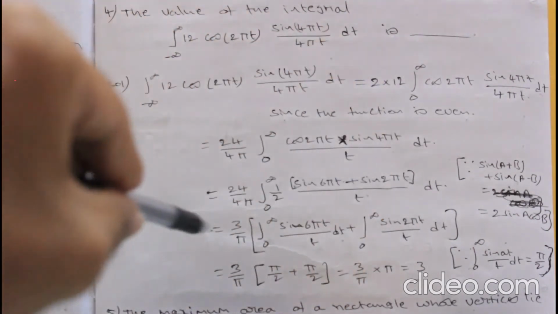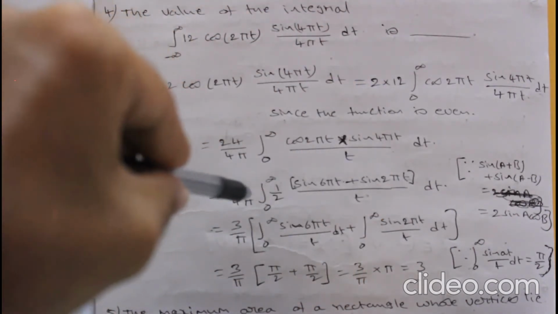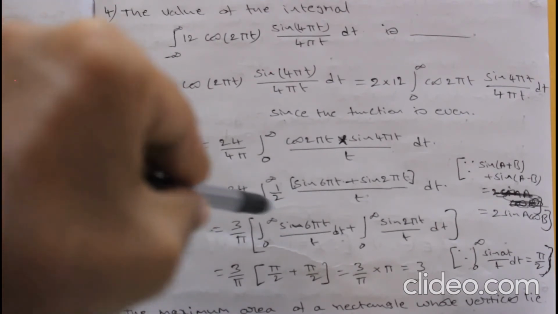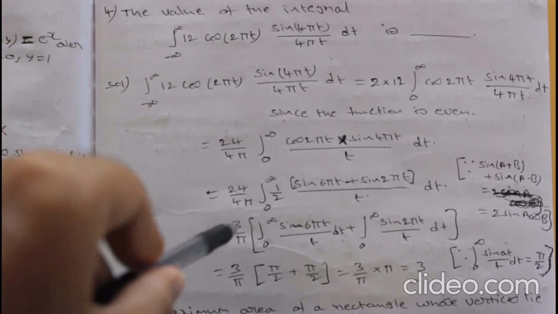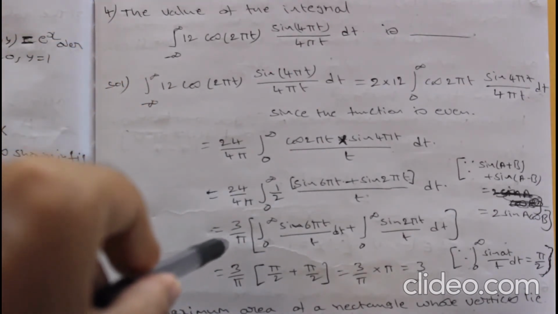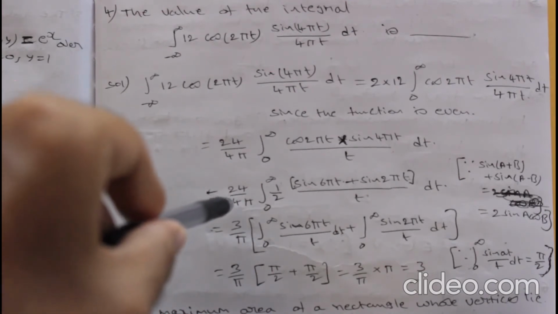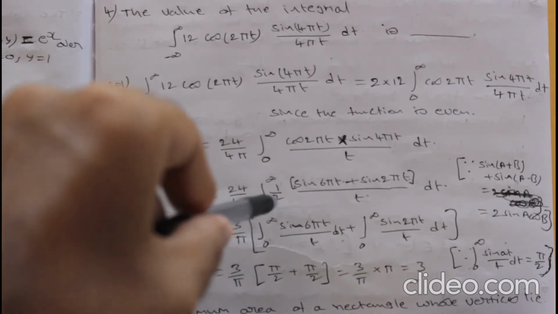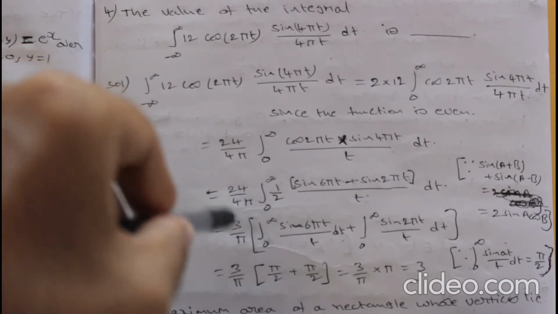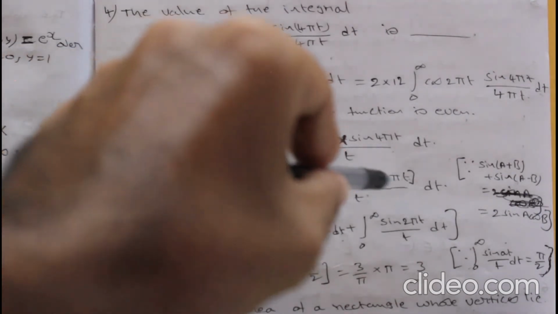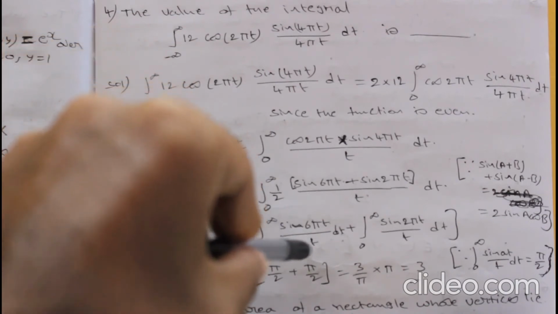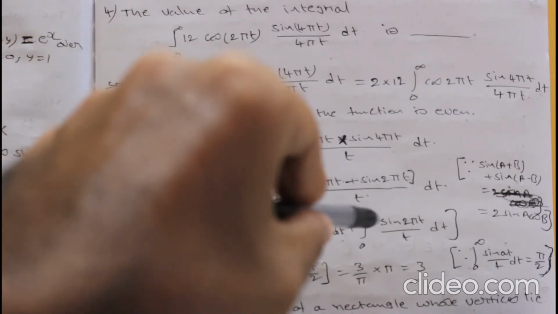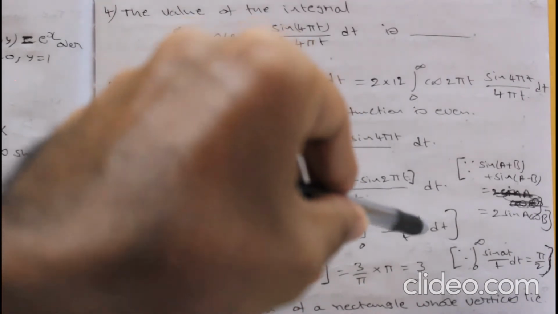Okay, dt. So here 4 gets cancelled in 24, 6 times, and 2 gets cancelled, 3 times. So 3 by pi, and separate these terms. So integral of 0 to infinity sin 6 pi t by t dt plus integral of 0 to infinity sin 2 pi t by t dt.